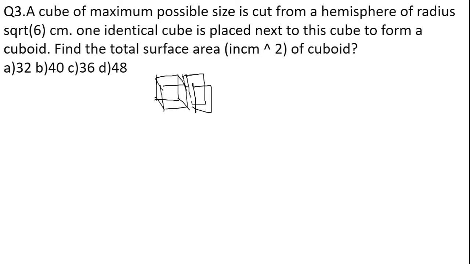they are sticking exactly to each other. Okay, so try to understand, after connecting these two cubes together, they are forming a cuboid. They are forming a cuboid. So we have to find the total surface area of the cuboid.